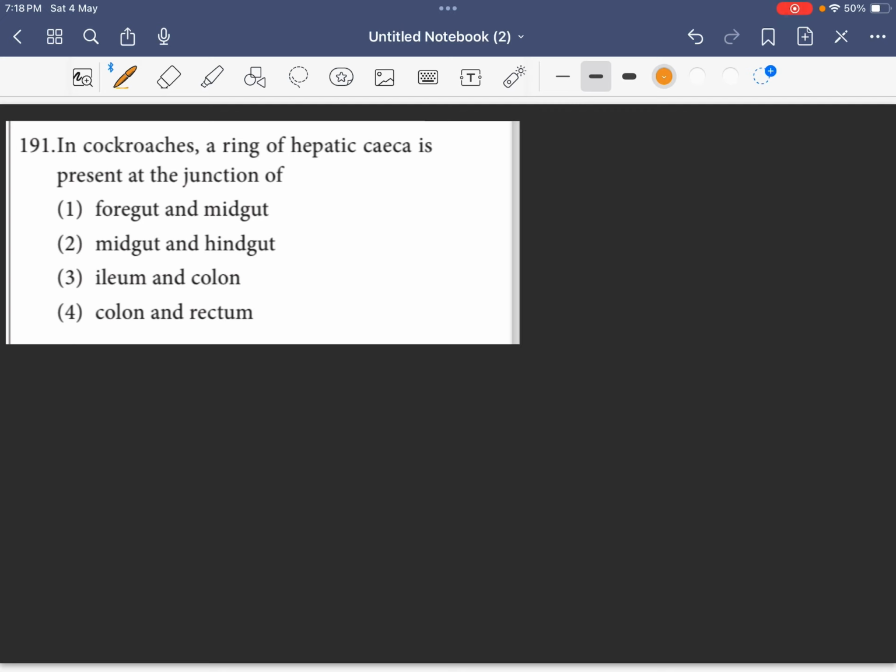In cockroach, the ring of hepatic caeca is present at the junction between, yes, the foregut as well as the midgut. So your answer is 1.